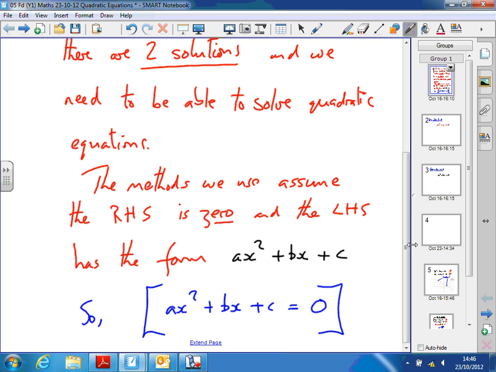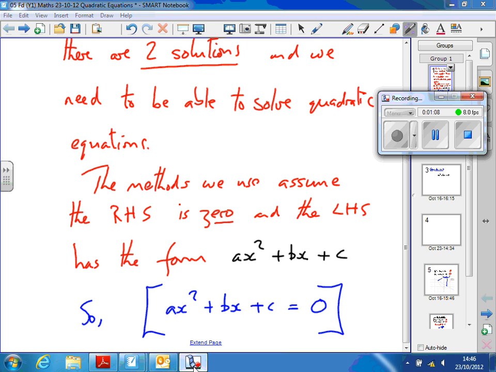The methods we're going to use assume that the right-hand side is 0 and that the left-hand side has the form ax squared plus bx plus c. So in other words, ax squared plus bx plus c equals 0. That means we end up with an equation in this form. It has that sort of form. The right-hand side must be 0. So if it's not, we shift everything over to the left to make sure it is 0.